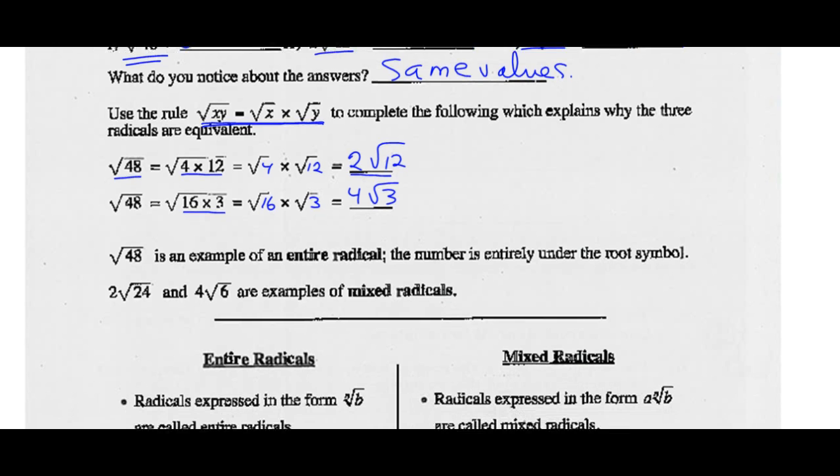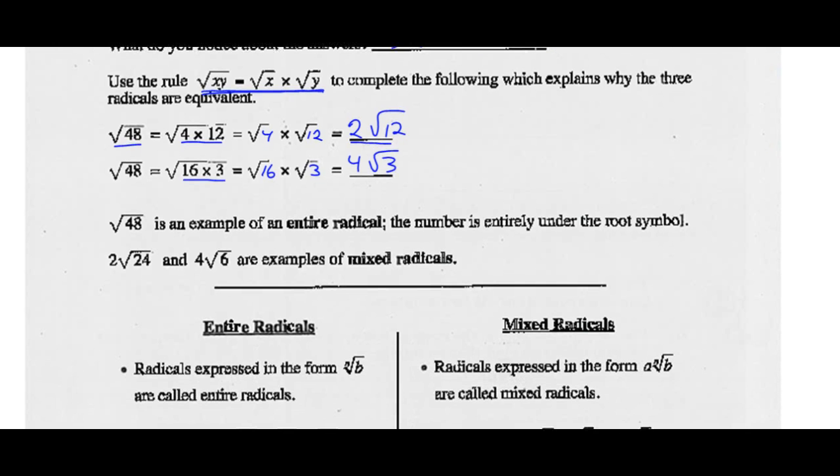So what we've learned, radical 48 is an example of an entire radical. Everything is underneath the radical symbol. There's only a radicand. The number in front of the radical sign is 1, but it's usually not written, so it's understood to be there. 2 radical 12 and 4 radical 3, they're both examples of mixed radicals. They've got a number out front of the radical sign, so we call those mixed radicals.